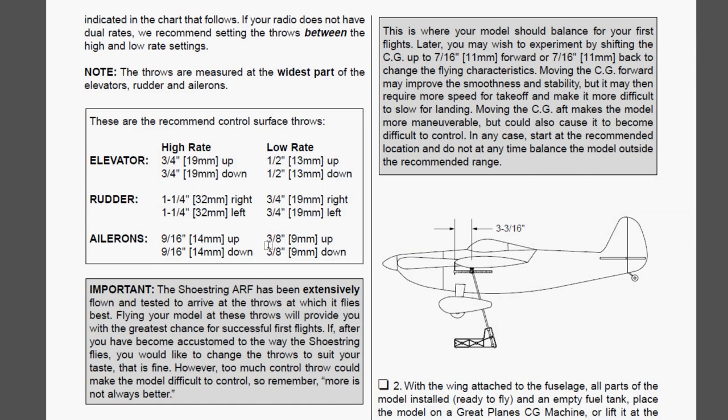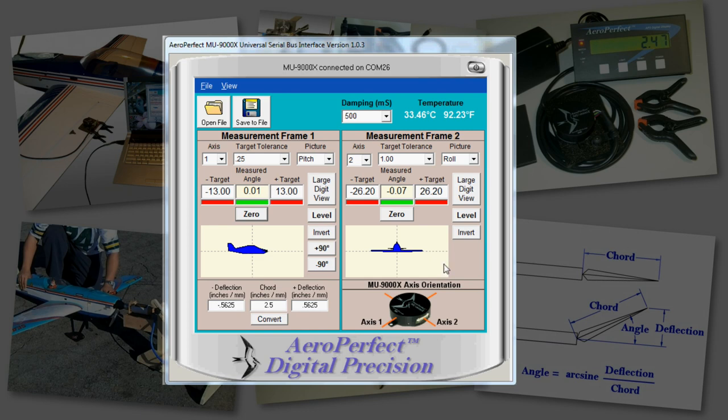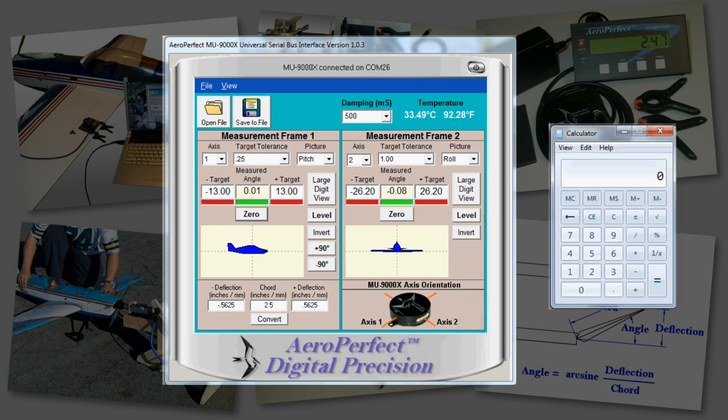Let's now set up the low rate aileron control throws. Referring again to the manufacturer's recommendations, the aileron low rate throws are plus and minus 3/8 of an inch. As before, the MU-9000X USB will convert plus and minus 3/8 of an inch into plus and minus degrees.